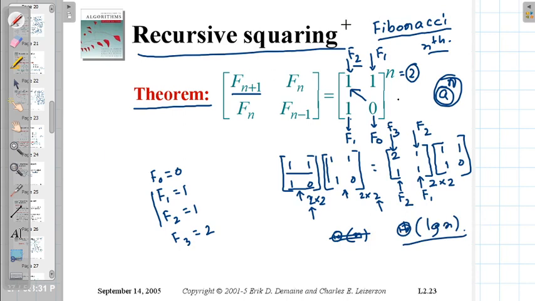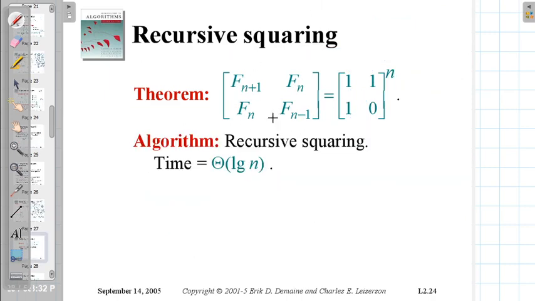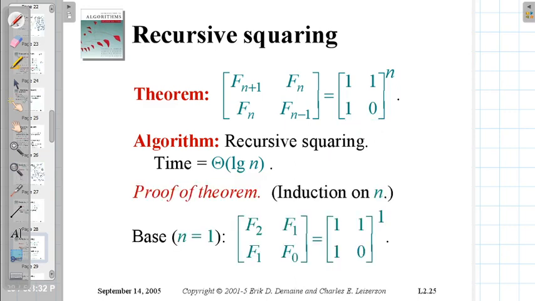So this is recursive squaring, by this theorem: fn plus 1, fn, fn minus 1, that is 1 1 1 0 whole power n. Okay, so this is the theorem. This recursive squaring will take theta log n time, because we are calculating nothing but a power n. And we have seen already that a power n calculation by divide and conquer takes order of log n time, or theta log n time.